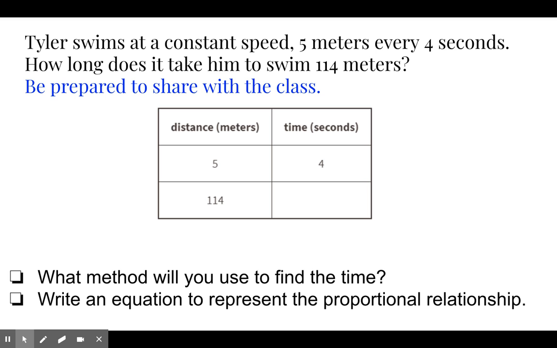Then the second part says to write an equation. So I could have written an equation in the form y equals kx, and the constant of proportionality was 0.8, or you could have used a fraction 4 over 5. So it would be y equals 0.8x, or y equals 4 over 5x. Either one of those are acceptable. Or if you use the actual descriptors that were here, time and distance, you could have said t is equal to 0.8d or t is equal to 4 over 5d. So those could have been your answers.